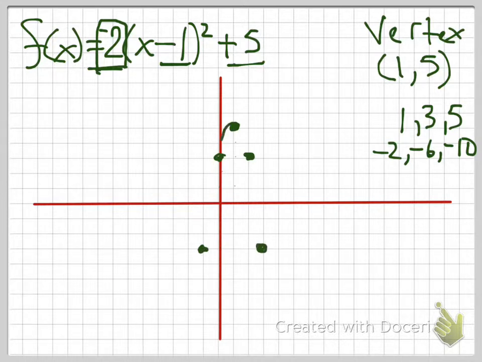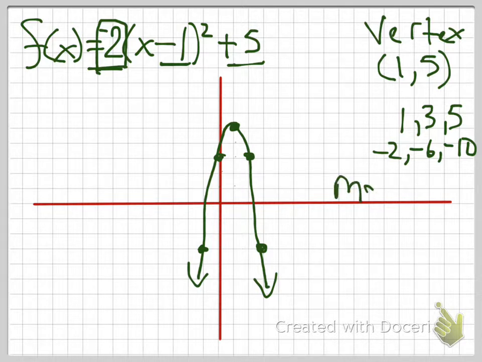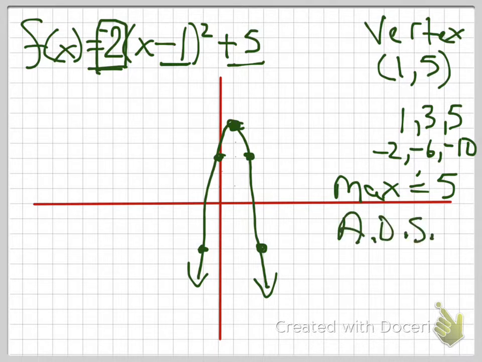Okay, so I get some type of graph like this. Now, this one is facing down, so that means I have a max value. Not a min, but a max. That's a maximum point right there. And that max is at 5. The axis of symmetry is equal to 1.